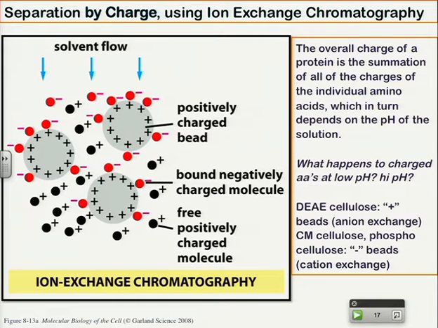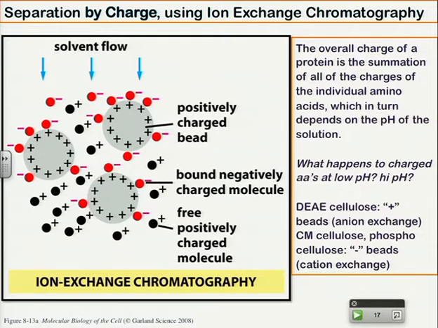The positively charged one, the common one, is called DEAE cellulose, and the A stands for amino. And the most common negatively charged ones are called carboxymethylcellulose or phosphocellulose. You guys know that carboxy groups and phospho groups are all negatively charged. So every protein has an inherent charge to it. It's the sum of all the positively and negatively charged amino acids that exist in a protein.